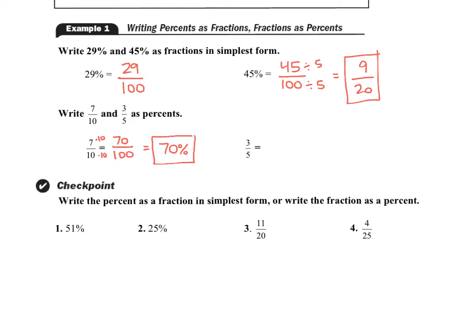Our goal is to get the denominator to be 100. We can do that with this next one. We ask, 5 times what is 100, and in this one the answer is 20. So whatever we do to the bottom, we need to do to the top. 3 times 20 is 60, and so 3/5 is equal to 60%. And so we can figure those out without even needing a calculator, because as long as we get the denominator to be 100, then we have a percent. So why don't you take just a couple minutes and try 1 through 4 down below.